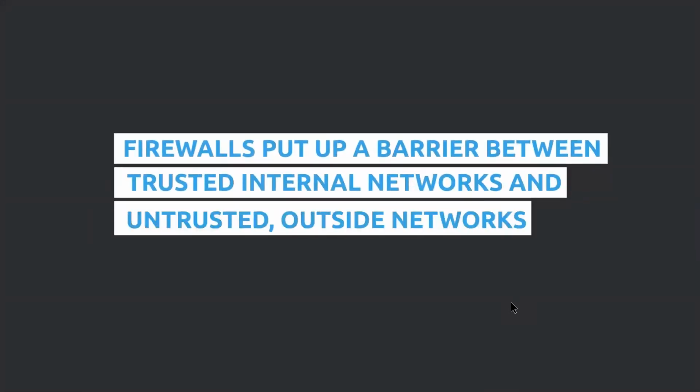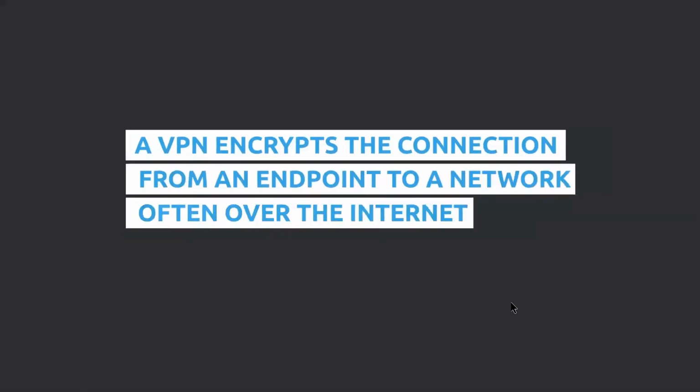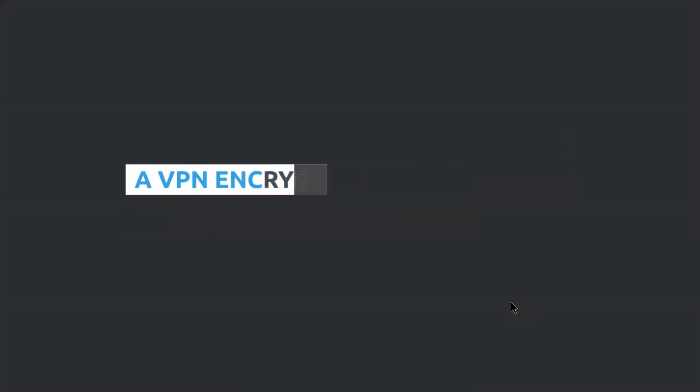Firewalls put up a barrier between a trusted internal network and an untrusted outside network, such as the internet. In a firewall, administrators basically define rules for which traffic is allowed to get into the network and which traffic is blocked. A firewall can be a hardware appliance, software, or both, based on the need in the network. VPN, a virtual private network, encrypts the connection from an endpoint to a network, often over the internet. Typically, a remote access VPN uses IPsec or Secure Sockets Layer to authenticate communication between device and network.